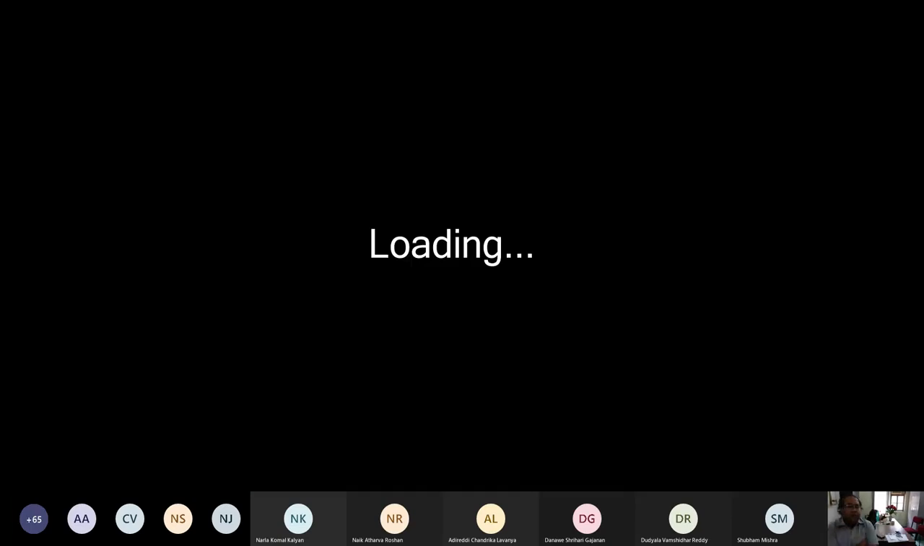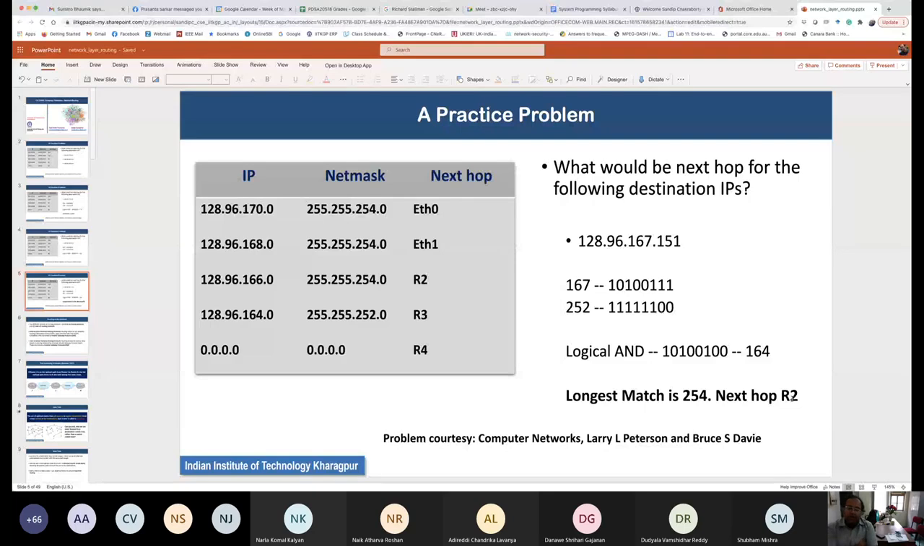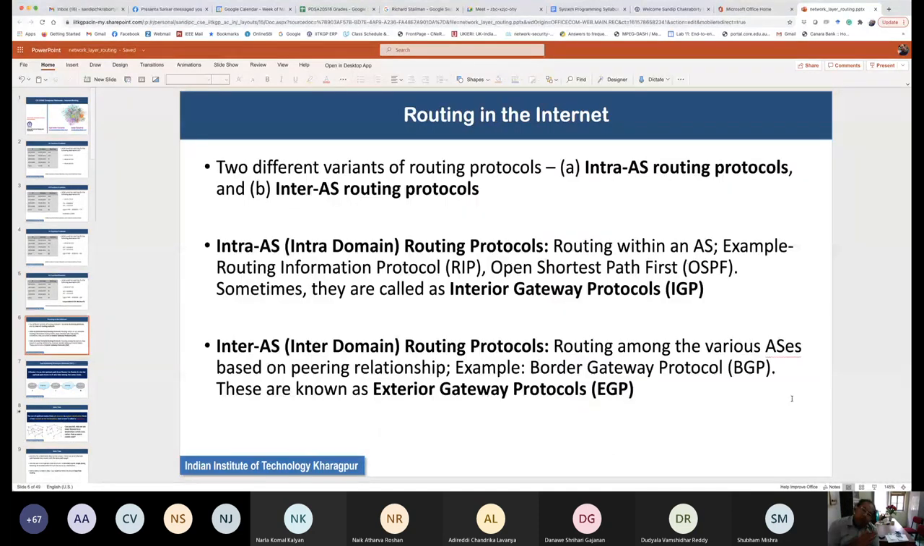Well, but the question is: who is going to provide this routing table to the router? Or how is the router going to generate this routing table? That is an important and interesting question. So now we are going to look into that aspect of routing, where we see how the routing table is constructed.